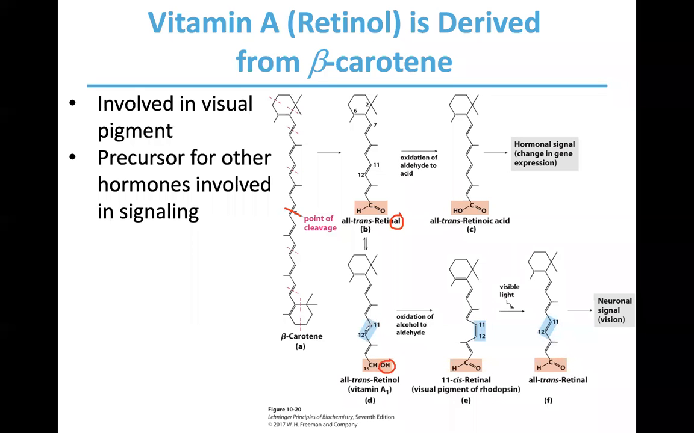So this double bond here, 11-12, will undergo isomerization from trans to cis, and the alcohol will undergo oxidation to the aldehyde. So this is known as 11-cis retinal, which actually binds to a protein known as rhodopsin. Rhodopsin is a main protein responsible for the perception of light, right? And it specifically has 11-cis retinal bound to it.